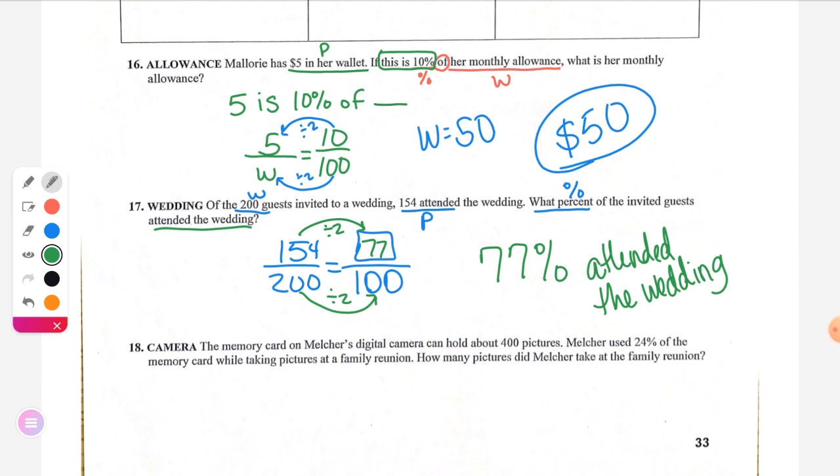Next one. The memory card on Melcher's digital camera can hold about 400 pictures. Melcher used 24% of the memory card while taking pictures at a family reunion. How many pictures did he take at the family reunion? So I'm going to point this out again. Percent of whole. This one makes us think a little bit more. So our whole is the memory card. What about the memory card do you think is the whole? Reese?